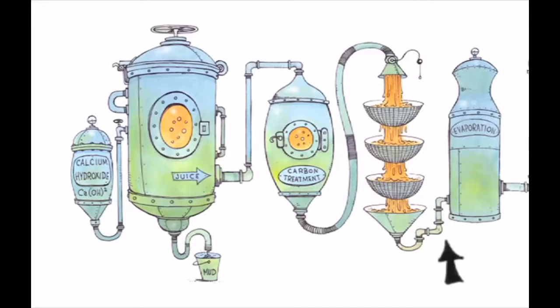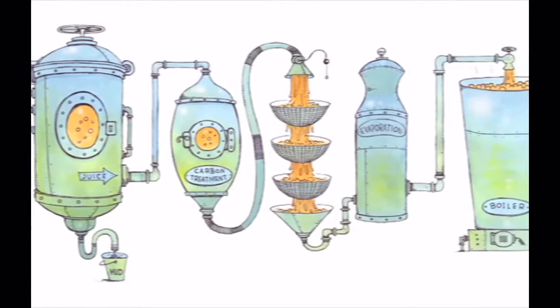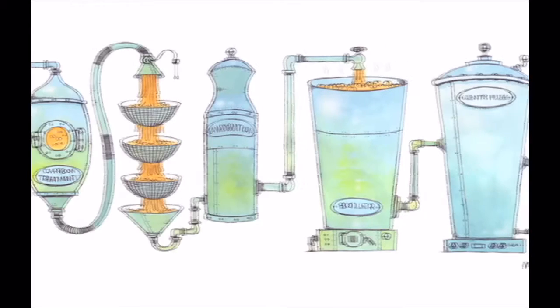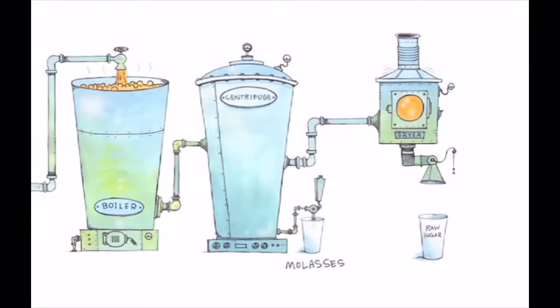After being filtered, the juice is sent through an evaporator to remove water, causing the juice to thicken. The juice is then sent to a boiler where it is heated in a vacuum and fine seed crystals are added to aid in the formation of sugar crystals. Crystallization leaves behind a substance called mother liquor that will ultimately be made into molasses. To separate the sugar crystals from the mother liquor, they are put into a centrifuge. The final product is raw sugar, which is ready to be refined into white sugar.